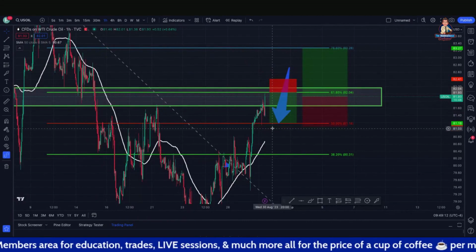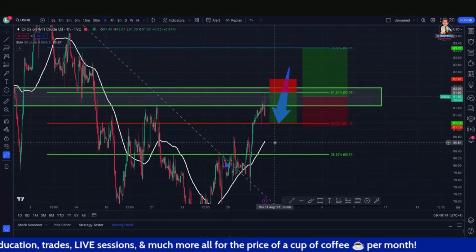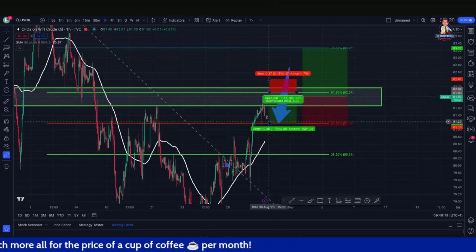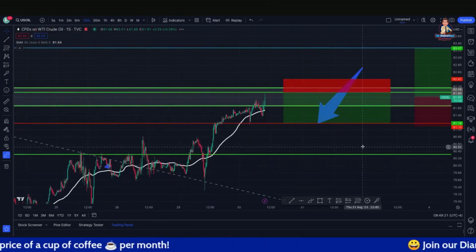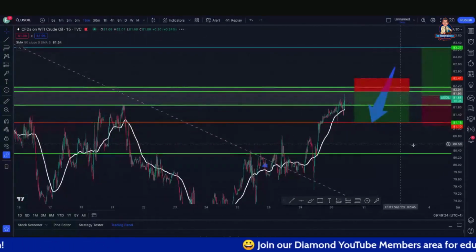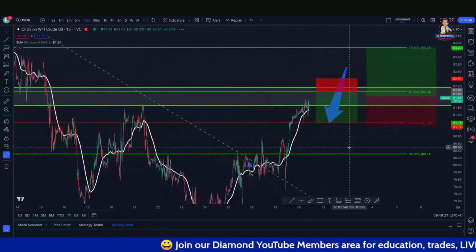But if we do come back down, okay, then obviously I'm looking to buy somewhere here on the 1 hour time frame. But these are your two scenarios when it comes to the 15-minute chart. Okay, these would be your two scenarios here.